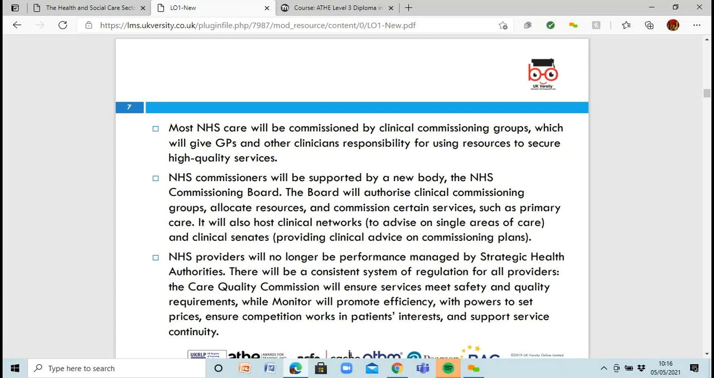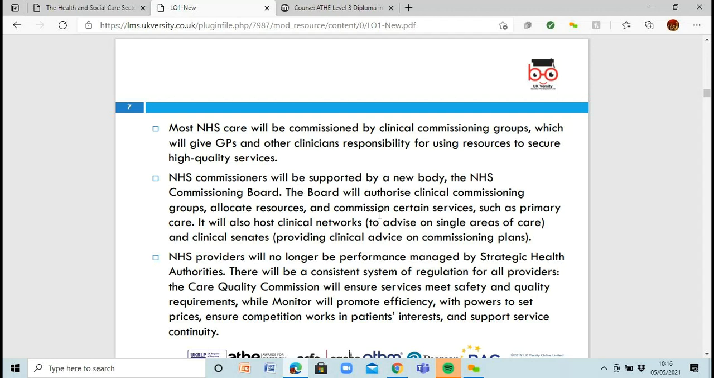It gives resources, it gives services, things like primary care, and it will also host social networks, like clinical networks, where they will get together and advise on if there's a particular area that needs to be looked after in the area that you're in.